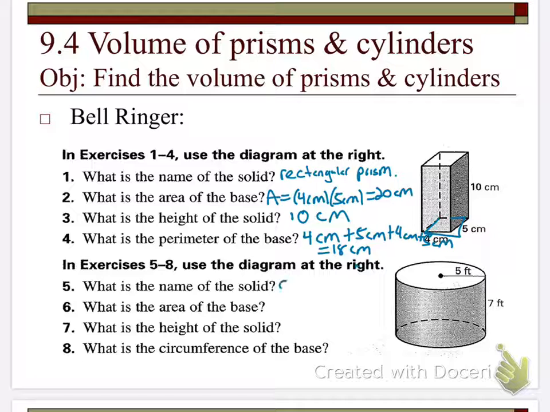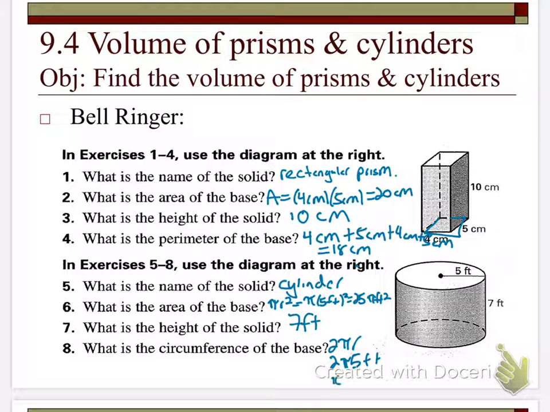Next one up is, what's the name of this solid? Well, we see it is a cylinder. The area of the base here, so area of a circle is pi r squared. So it's going to be pi 5 feet squared, which gives me 25 pi feet squared. What is the height of the solid? Well, that's 7 feet. And then what's circumference? Well, our circumference is 2 pi r. So 2 pi times 5 feet gives me 10 pi feet. Remember, circumference is like perimeter, so it doesn't need to be squared.